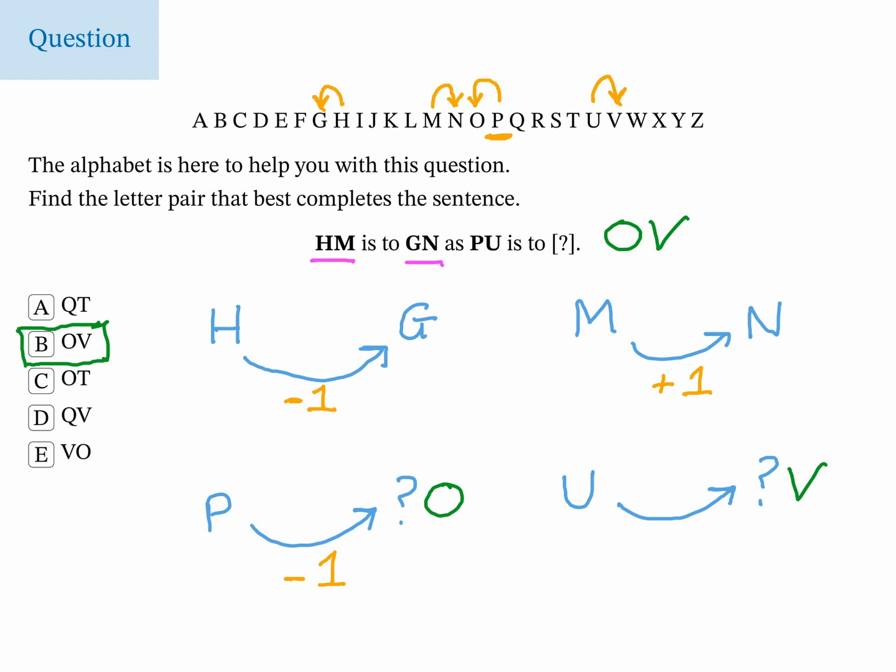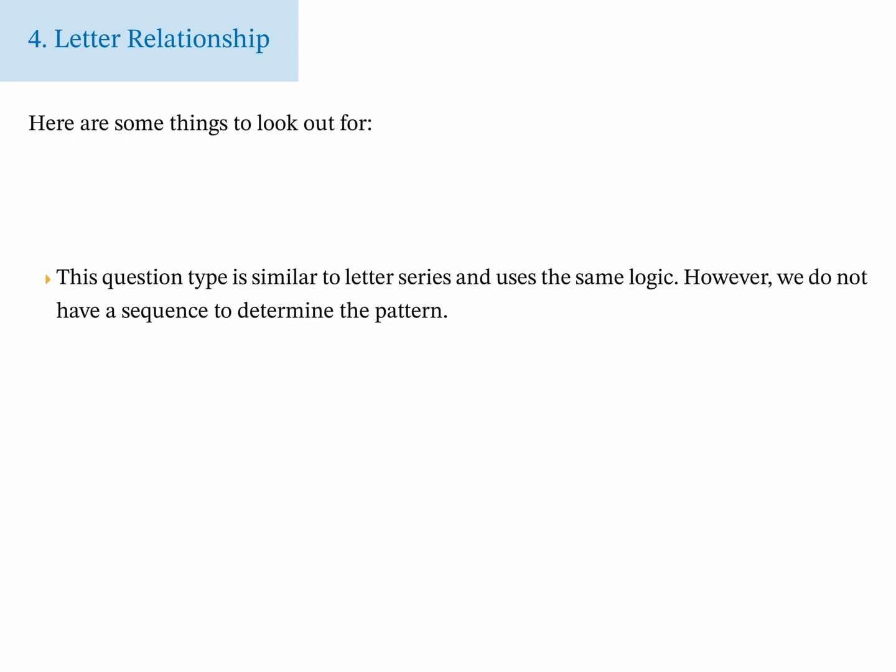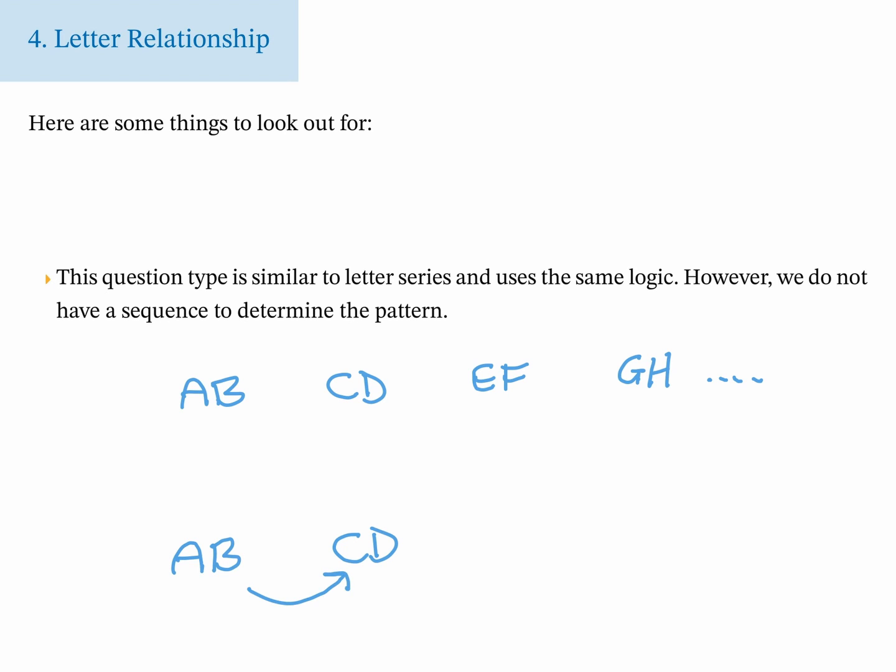Again, similarly to the letter series, there are a few other little things to be aware of. In some ways, this question is slightly easier than letter series, because with letter series, we have quite a long series of letters that we have to figure out the pattern for. But for letter relationship, we are only given two pairs, and we just have to apply that same relationship to the next pair of letters. And so this just makes it a little easier to deal with.